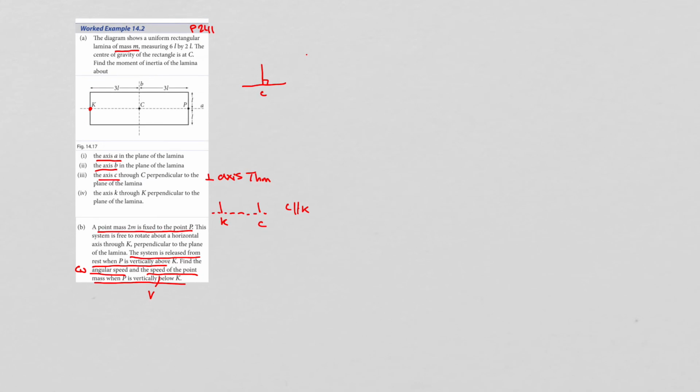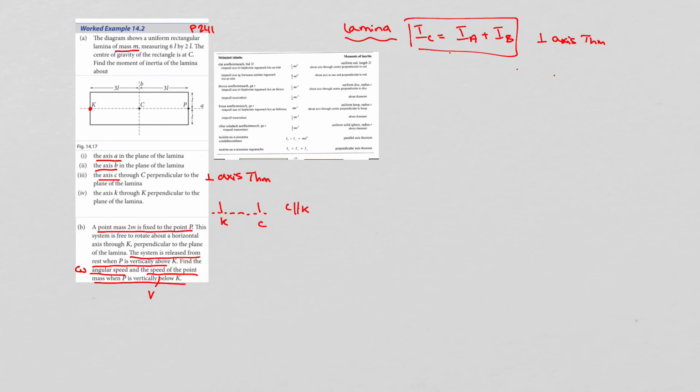So we're going to start with the lamina, and we have to get it through axis B, axis A, and then through C. So we can do it all in one go, or we can do it separately. So the perpendicular axis theorem states that it's going to be the moment of inertia of A plus the moment of inertia of B. And for the lamina, it's a third ml squared, which can be found again on page 53.